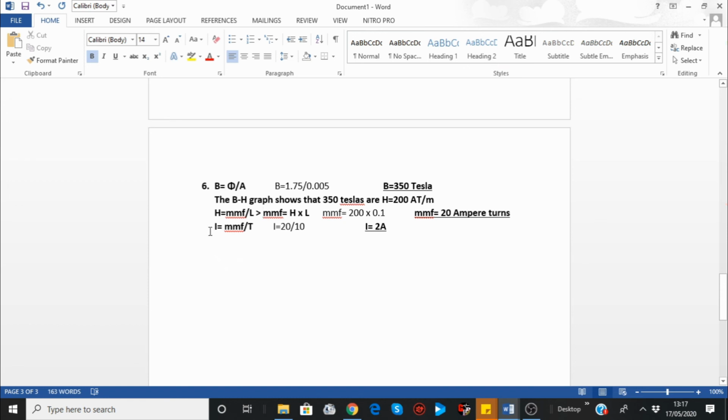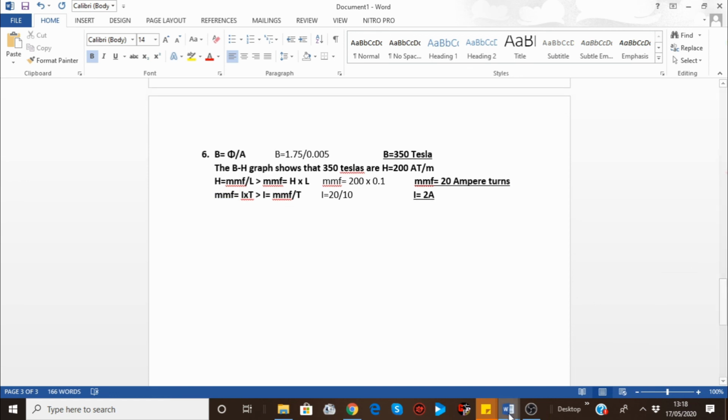And another formula we had was MMF equals I times T. From that, I is MMF over T. Now I equals 20 over 10, and I is 2 amps. And that's that. Simple as that. All the questions are answered.